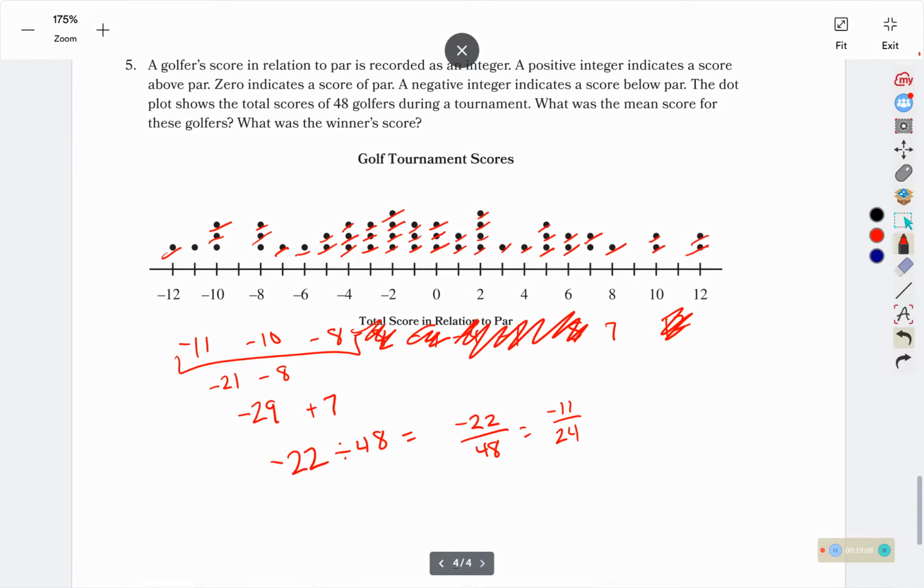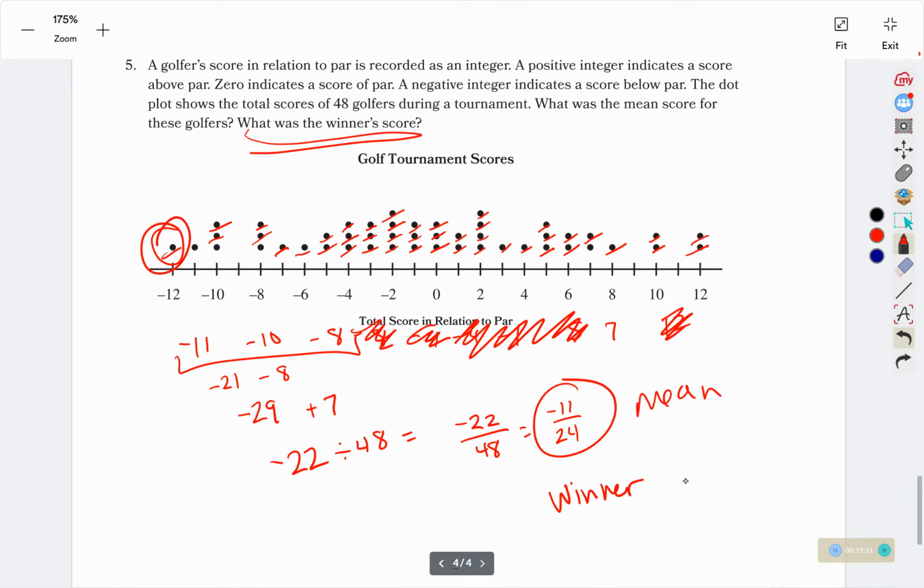And then it also asks, so this was the mean. What was the winner's score? The winner scored negative 12. The winner is the lowest score.